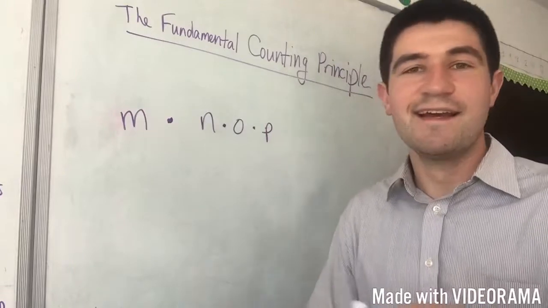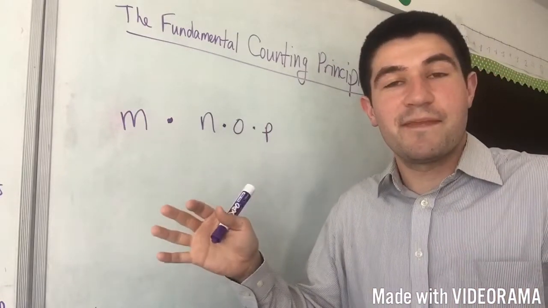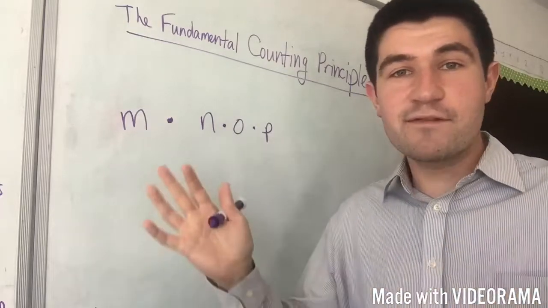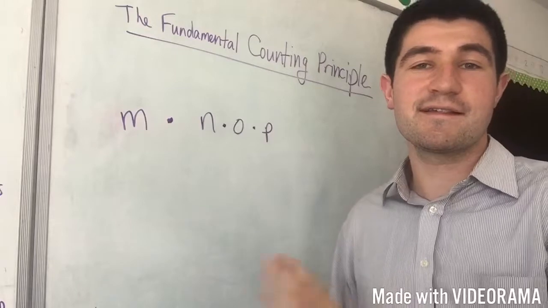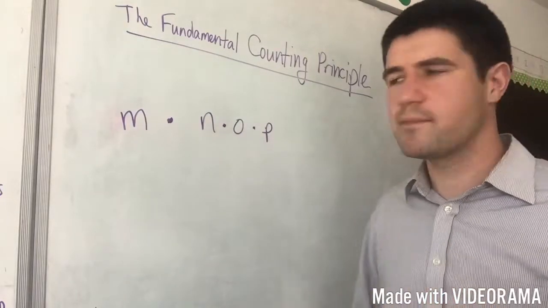As you can imagine, with a lot of items, this gets really big really fast. And you wouldn't want to draw a tree diagram because that would take way too long to do. So this simplifies things a whole heck of a lot, which is why it's great. Okay, so that's one example.